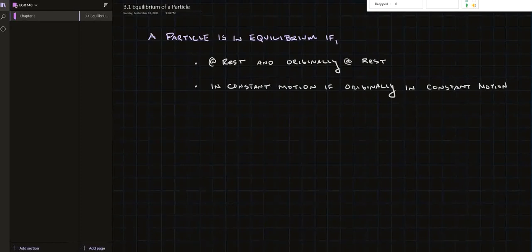This is just Newton's first law. So if this condition exists, then the second law degenerates to the sum of forces equals 0, because this equals mass times acceleration. And since we have a constant mass, that means our acceleration is equal to 0.